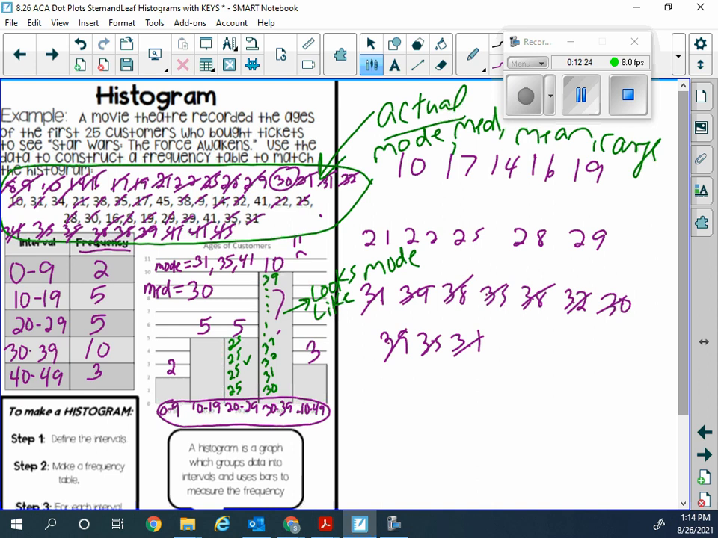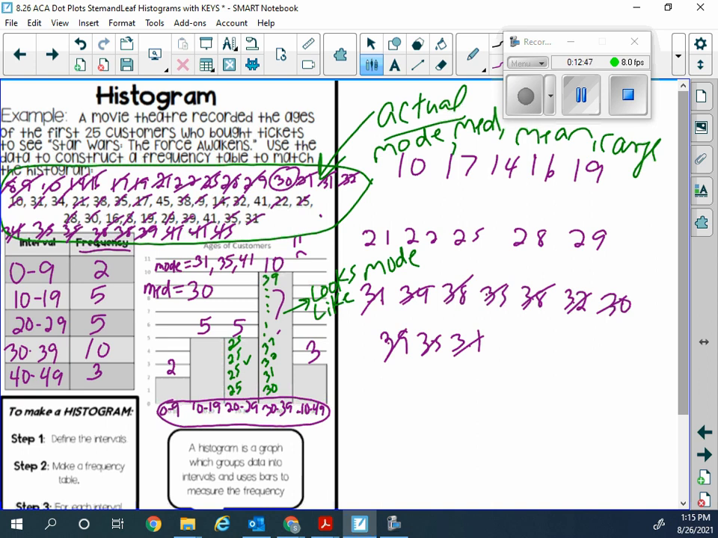The only thing that the histogram is good for is letting us see intervals. Most people were in their 30s that bought a ticket. That's what we could see from that histogram. The least amount of people were 0 to 9 that bought a ticket. That's what it's for. Okay? Is everybody okay? All right.